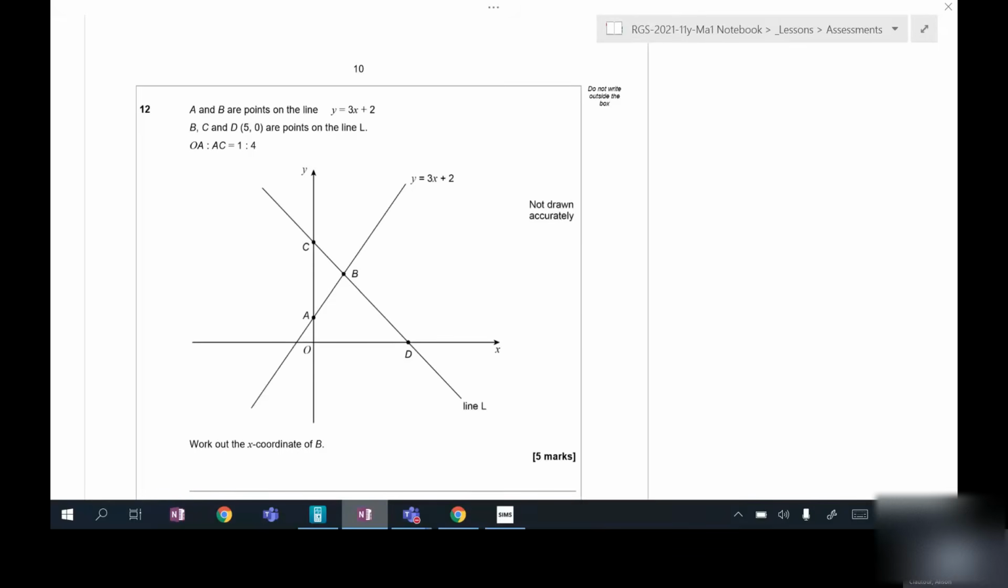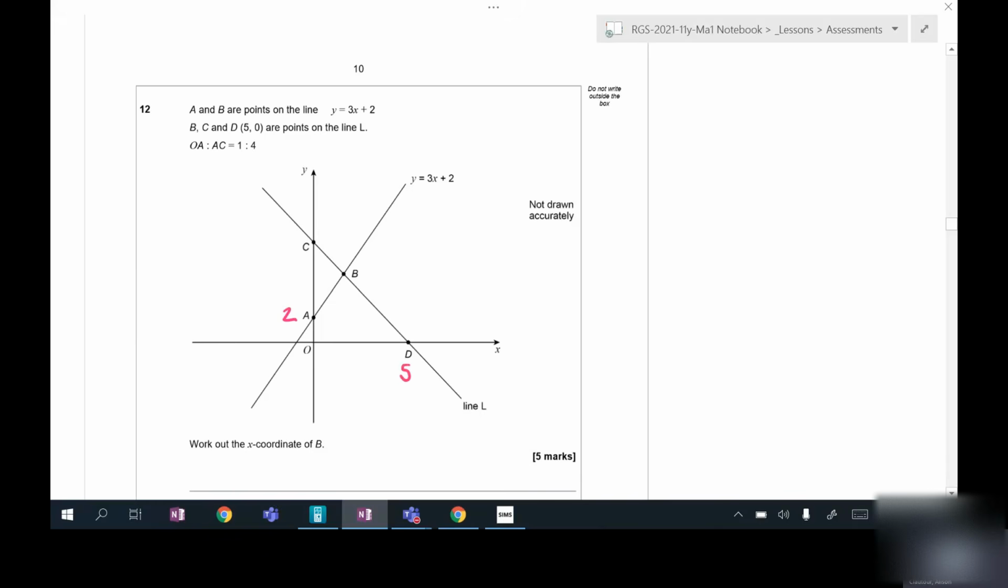Right, question 12. So A and B are on the line y equals 3x plus 2. Because we've got the equation of the line, we know that the y-intercept is 2. And we also know D is 5, 0. So we've got the coordinates of D, so I'm going to pop that on the diagram as well.